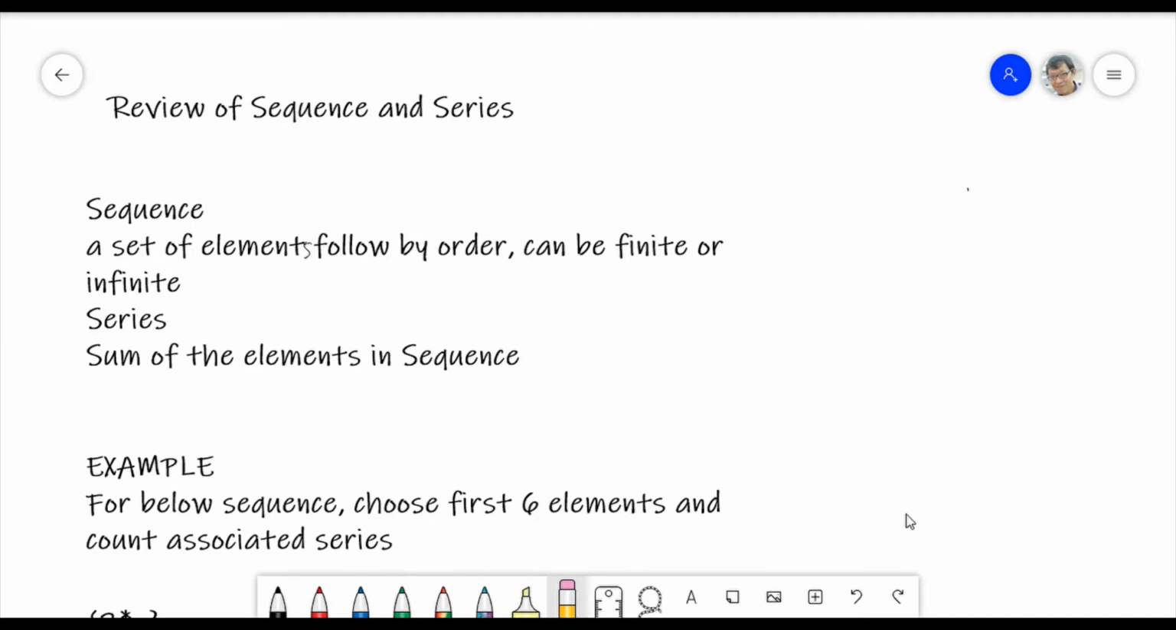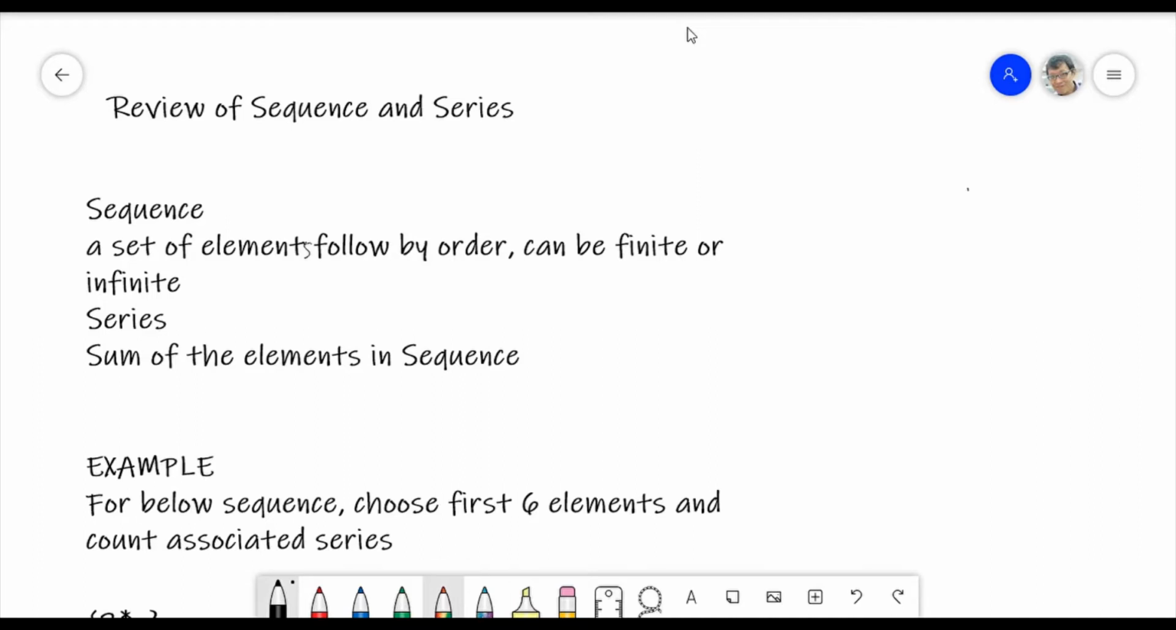Anyway, don't think about this with common sense, right? This is arithmetic, this is mathematics, so it should be done the mathematical way. So let's first see the definition. A sequence is a set of elements followed by order. It can be finite or infinite. So this is a sequence. An example, a simple one. Sequence is based on a set, right?